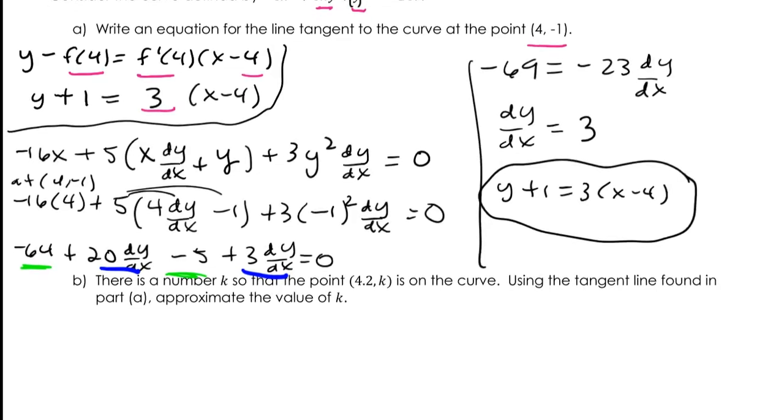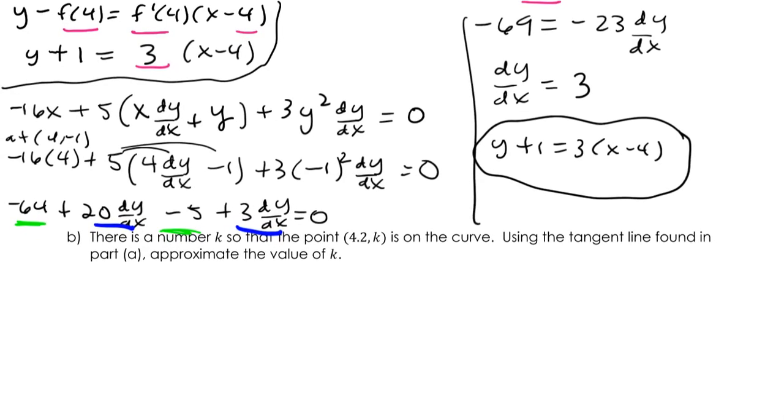Okay, going on. Now it says there's a number k so that the point 4.2, k is on the curve. So 4.2, k is actually on the curve. We don't know what value we get out when we sub 4.2 in. So then it says use the tangent line found in part A, approximate the value of k. Well, aren't they just saying that I want to sub 4.2 into the function to get a y out? They're saying, you know what, don't worry about that. How about you just sub 4.2 into the tangent line and see what you would get?